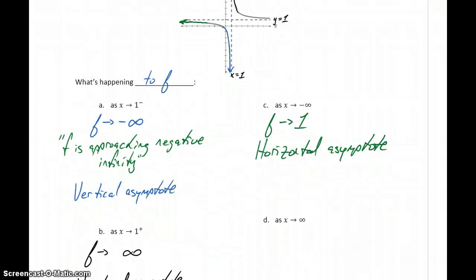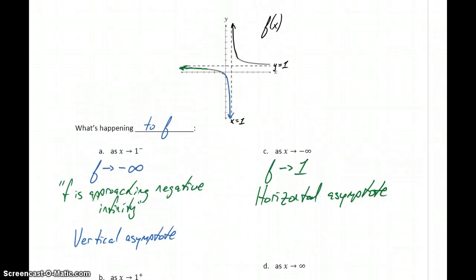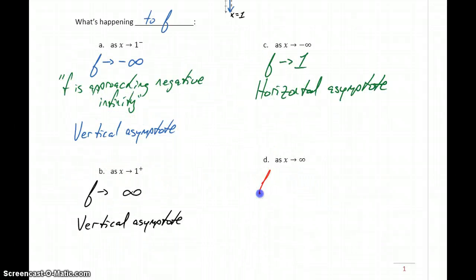And then in part D, we're considering just what's happening at the opposite end of the spectrum as x approaches positive infinity. So as x approaches positive infinity, again, we've got our graph that's going to keep getting closer and closer to that line y equals 1 without ever crossing it. So our function is approaching a value of 1. And again, we find that we have another horizontal asymptote.